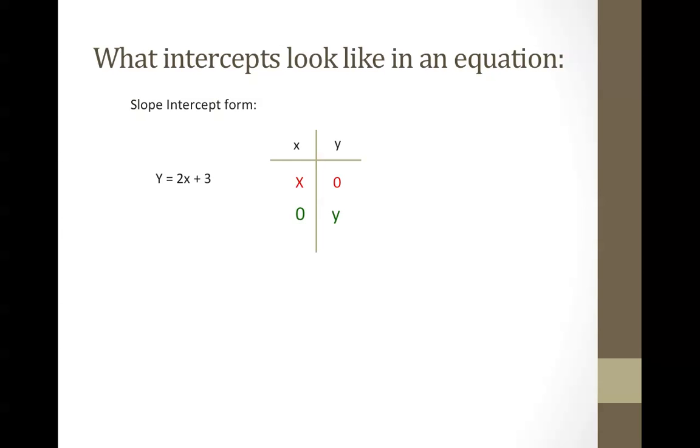We remember that in slope-intercept form, y equals mx plus b, the plus b part, the constant in the equation, is our y-intercept. So we can tell the y-intercept just by looking. So we know that the y-intercept for this particular equation is 3.